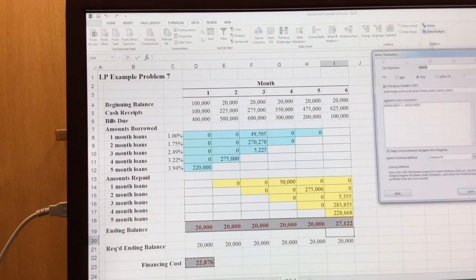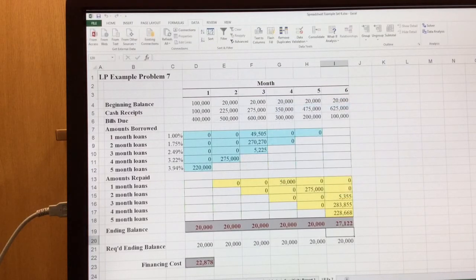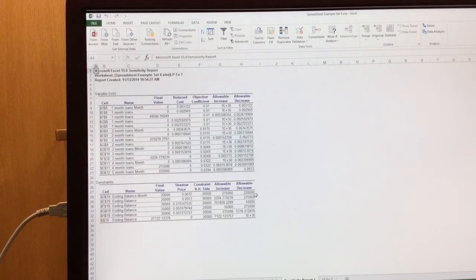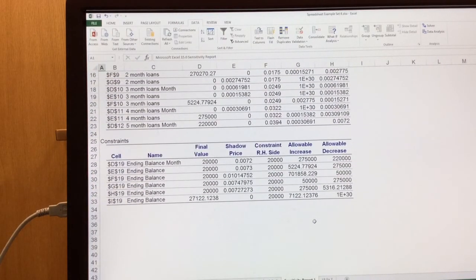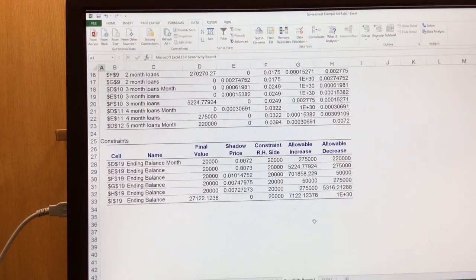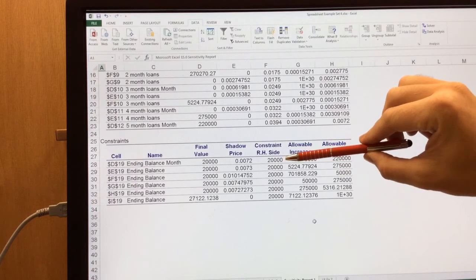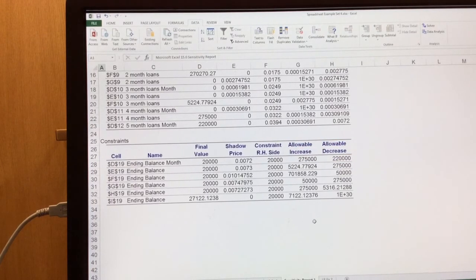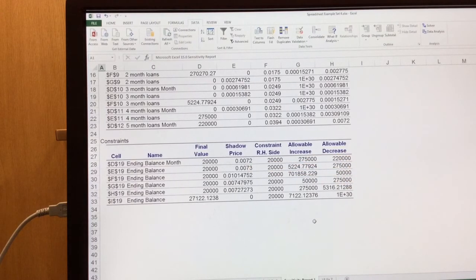Now, let's go ahead and run a sensitivity report just to see what that says. The thing you want to think about with the sensitivity report is we only have a few constraints. The constraints we have are having $20,000 cash on hand at the end of each month. So if I make you hold more cash at the end of the first month, then it's going to raise costs because I'm going to have to take out more loans. For every $1,000 that I increase, going from $20,000 to $21,000, it's going to cost me $7.20 in financing charges that first month. The second month is going to cost me $7.03 to increase by $1,000.